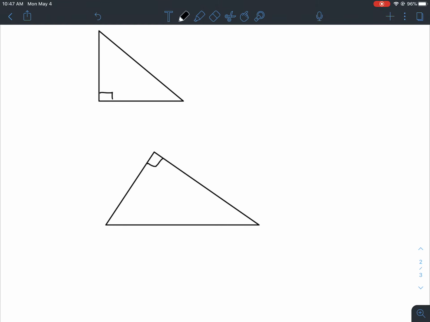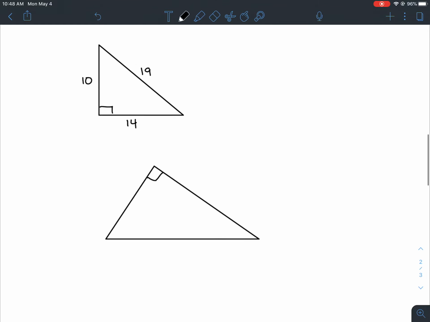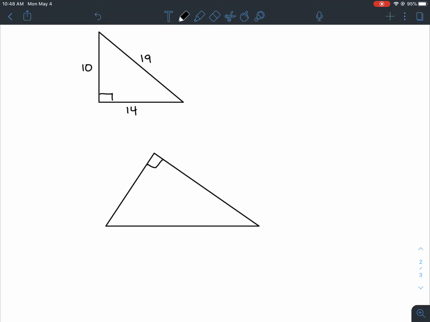So there's a right triangle, and I'm just going to make these side lengths up. I don't know if these are actually right triangles, but we're just going to use these numbers as examples. Let's say this side length is 10, this side length is 14, and this side length here is 19. Same thing down here. I don't know if these are actually right triangle side lengths, but we're just going to use them for our example. The ones you'll get in today's homework actually are right triangles in terms of the Pythagorean theorem working.